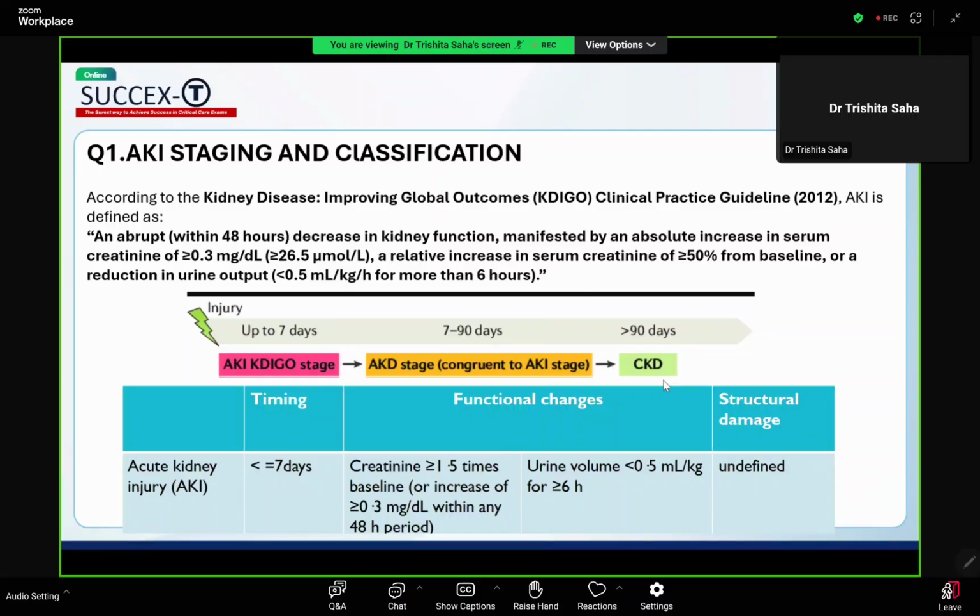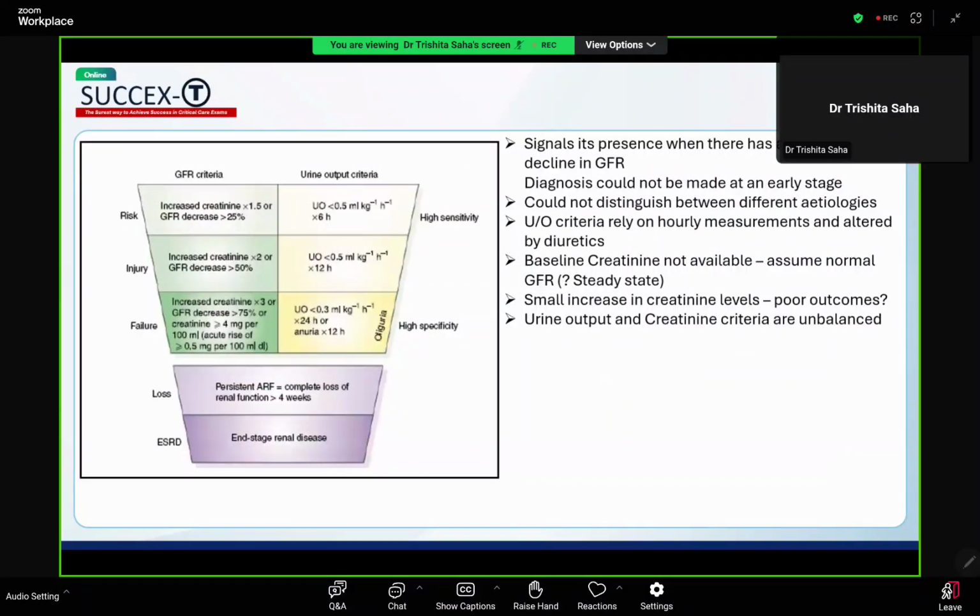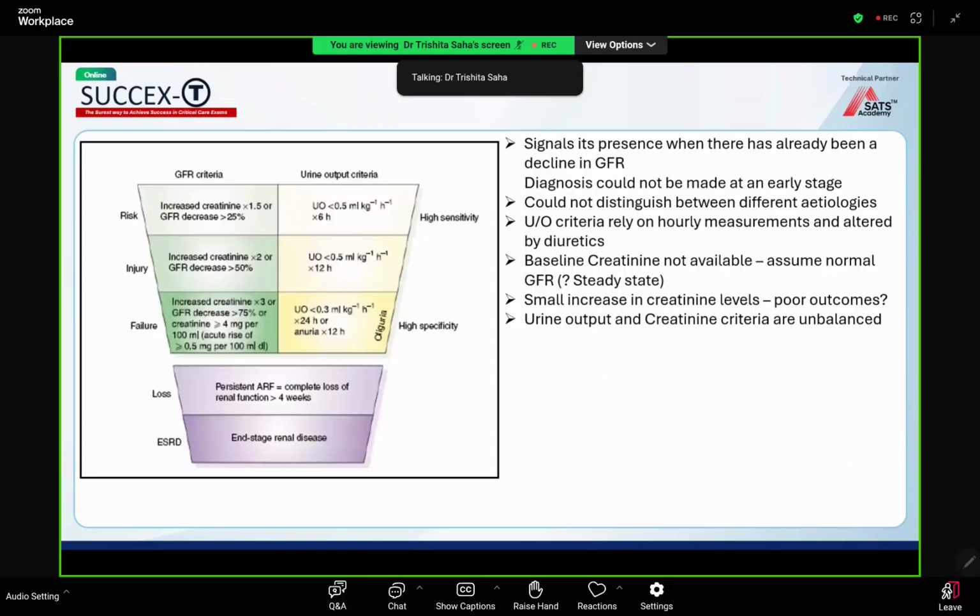Then I will come to the staging part. For the staging part, you should start with the RIFLE criteria. That is based on the GFR and the urine output criteria: risk, injury, failure, loss, and end stage renal disease. I won't be dictating everything because everybody will be knowing this RIFLE criteria. It is exam time.